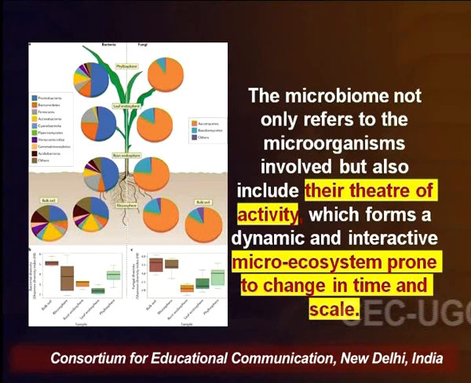I have taken this picture from the journal Nature, and here they show the different microbiomes a plant could have and how the microorganisms in different locations vary in this pie chart. You can see that they vary in their abundance and diversity, and that basically leads to the interactions. So in microbiome, not only do we talk about the diversity of the microorganisms, but about their interaction, their dynamic nature, and that leads to a better understanding of the ecosystem. And we also talk about the change with reference to time and scale.